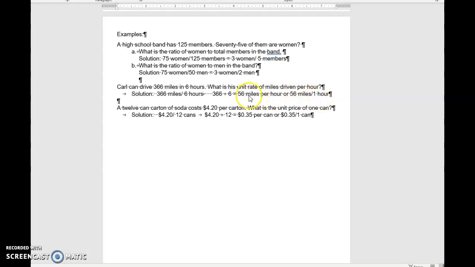This is a unit rate. Either way is acceptable. This is the more common way in the real world. This is the way you might see a math person write it, or on your TEAS test. So be careful of which one they want you to answer with.